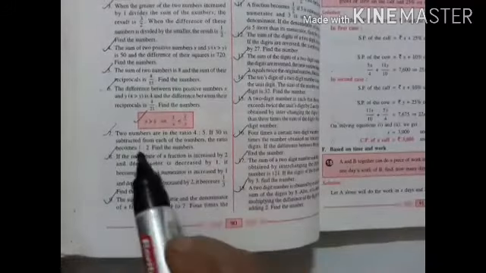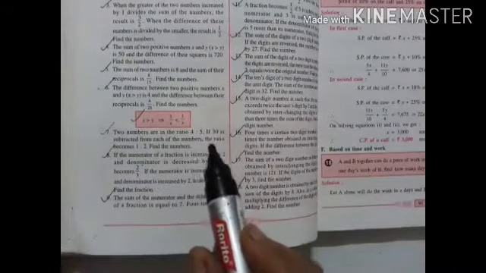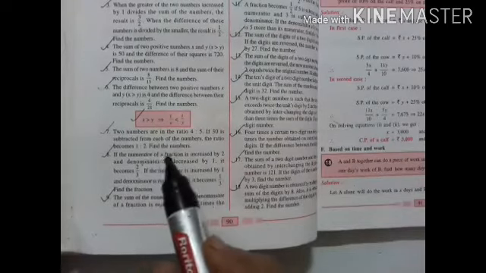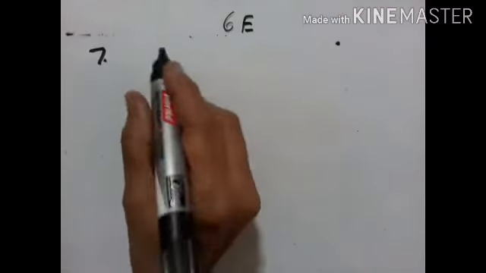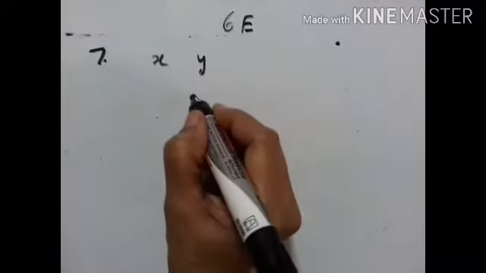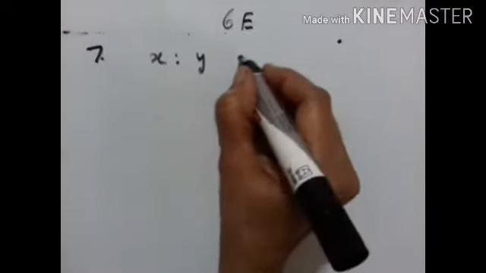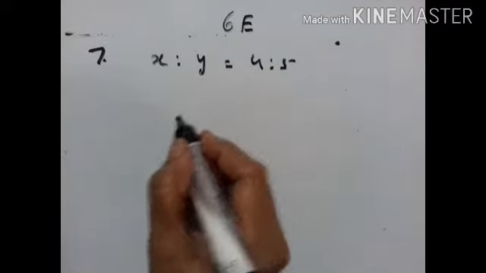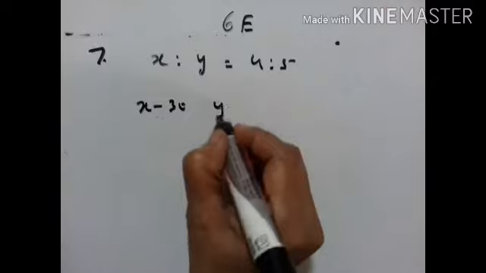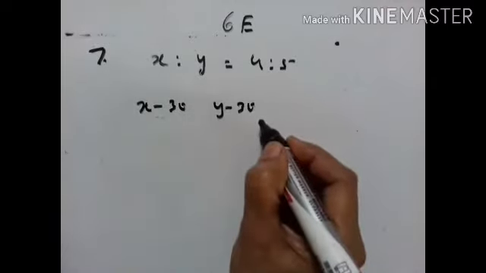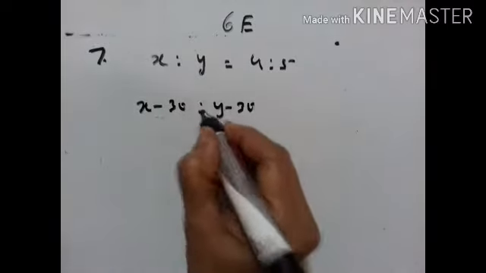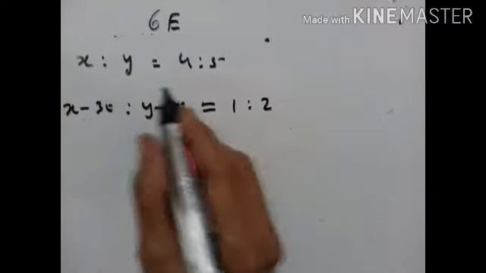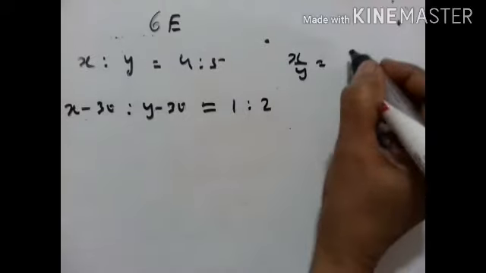Seventh problem. Two numbers are in the ratio 4:5. If 30 is subtracted from each of the numbers, the ratio becomes 1:2. Find the numbers. Let the two numbers be x and y. They are in the ratio 4:5. If 30 is subtracted from each of the numbers, x minus 30, y minus 30, the ratio becomes 1:2. So this equation is x upon y is equal to 4/5.